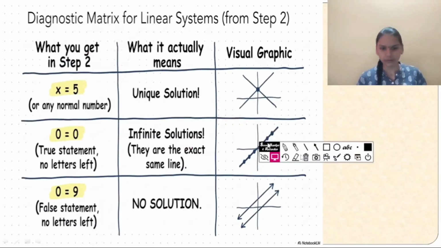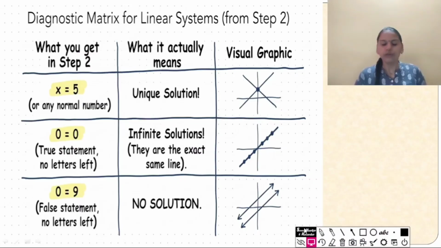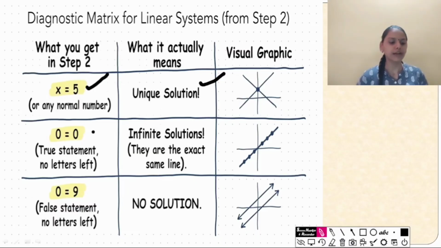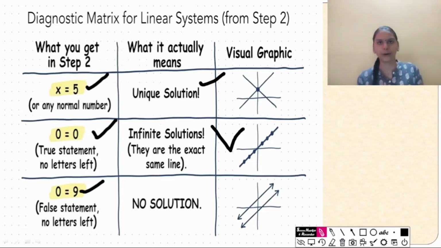Now, when you solve the equation, for which solution, what type of graph will you get? Because you have already learned the graphical method. Now we are going to take help of that also. When you get x is equal to 5, you are getting a unique solution. If you get 0 is equal to 0, or any number is equal to the same number, it means infinite solutions. If you're getting something like 0 is equal to 9, or 2 is equal to 4, or 16 is equal to 18, something like this.